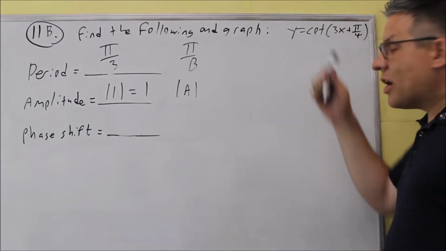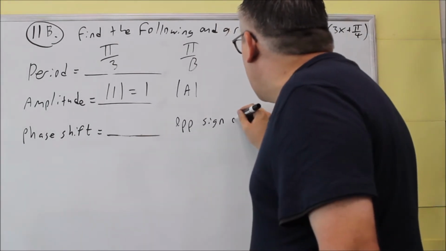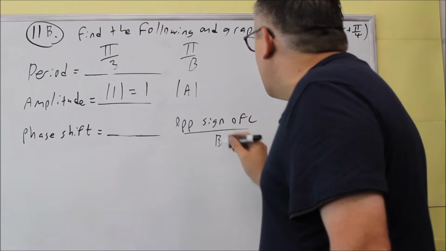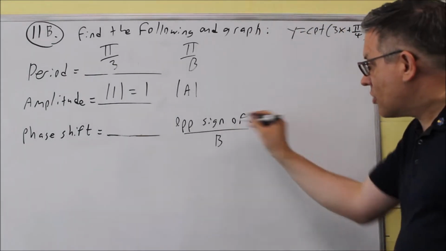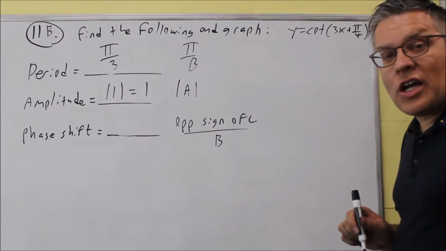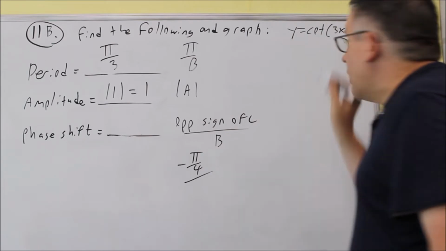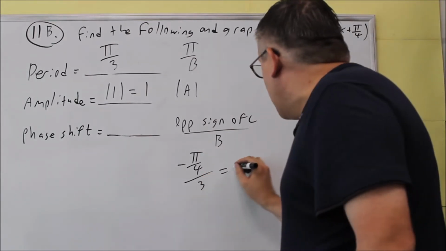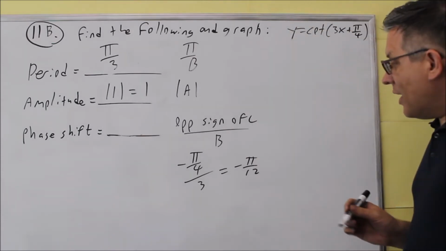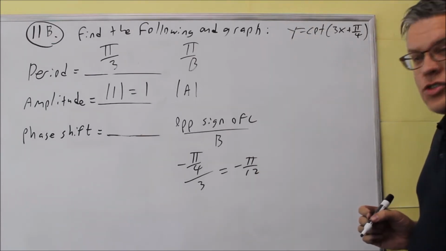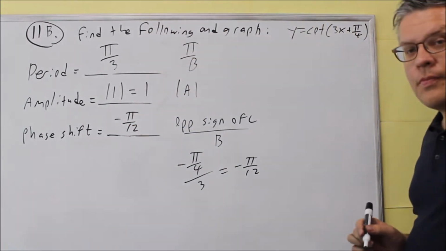Now for the phase shift, because it's a cotangent graph, it's just going to be opposite sign of c over b. That's the formula you're going to use. You don't want to use the minus sign that comes after it, just this one here. The opposite sign of c is going to be negative pi over 4, and that's all divided by the number in front of the x, which is 3. And so you'll get negative pi over 12 as the phase shift. So negative pi over 12 goes here.